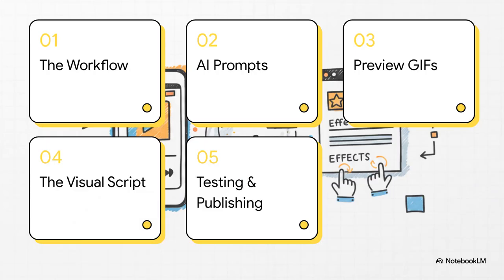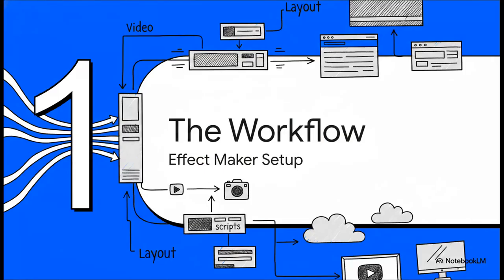Here's our roadmap for today. We've got 1. The workflow. 2. Perfect AI prompts. 3. Preview GIFs. 4. The visual script. And finally, testing and publishing. Let's dive right into Section 1, the Effect Maker workflow.